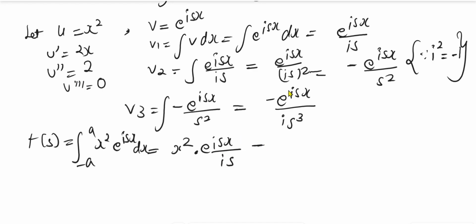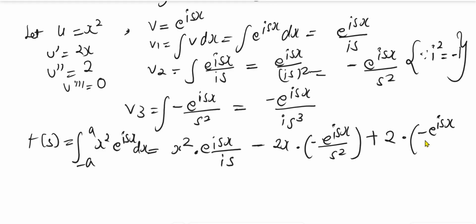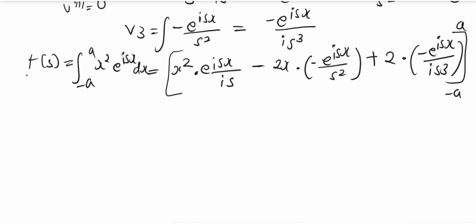minus u dash multiply v2. u dash is 2x multiply v2 is minus e raised to the power iota sx divided by s square, plus u double dash multiply v3, that is 2 multiply minus e raised to the power iota sx divided by iota s cube, and the limit is from minus a to a. On the right hand side it is f of s, since the Fourier transform of a function f of x is equal to f of s. So it is this.